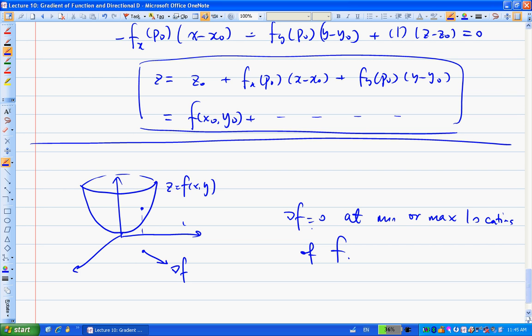Remember the one I told you to tell your neighbor? First, it tells you the direction of the greatest increase of the surface. The second one is the rate of change of the surface. So if you're already at this minimum or maximum location, the rate of change is basically 0.